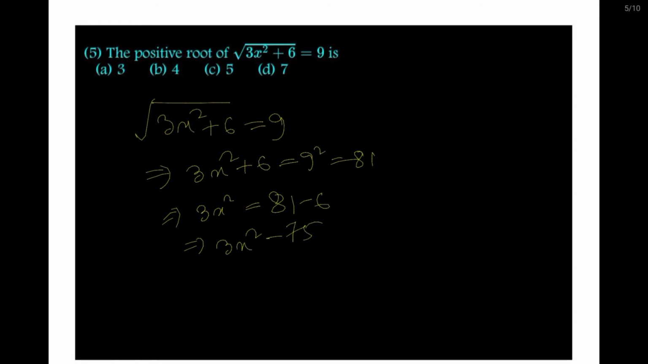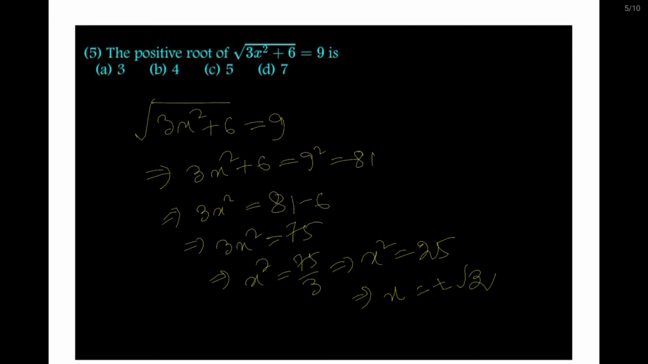And if we write x square is equal to 75 divided by 3, we will get x square is equal to 25, and x is nothing but plus minus square root of 25, and here we can get x is equal to plus minus 5. So one value will be positive 5 and other value will be negative 5. So we'll have to take the positive root of the given quadratic equation, so it is plus 5. That's all for this question. Let's move on to the next question.